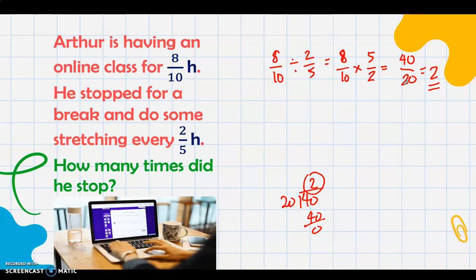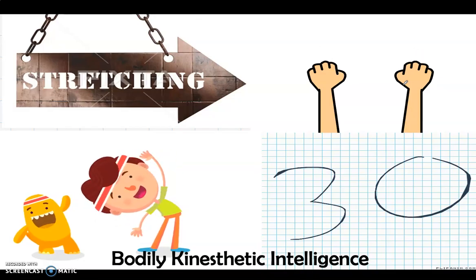Now, in dividing, you need to be careful of the dividend and the divisor, because you cannot interchange them. The divisor should be the one you get the reciprocal of. If you interchange them, the answer will be different, so you have to be careful.